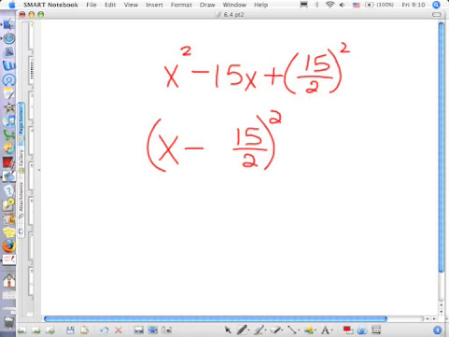How do you get 225? 15 squared is 225, and 2 squared is 4. Any other questions? Specifically on numbers 24 to 31. Number 30.